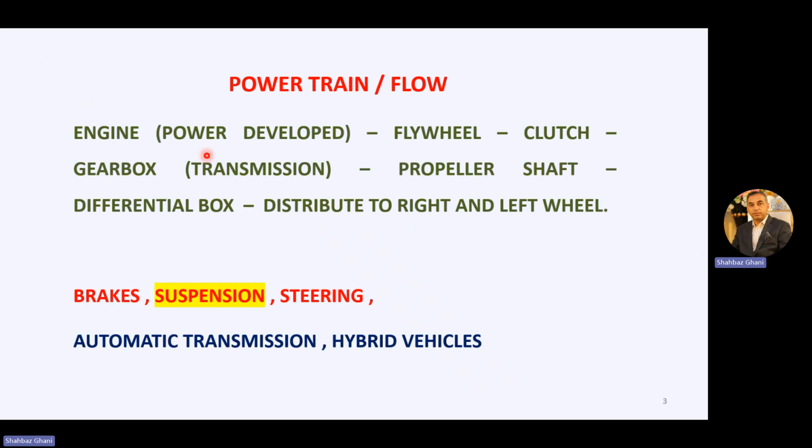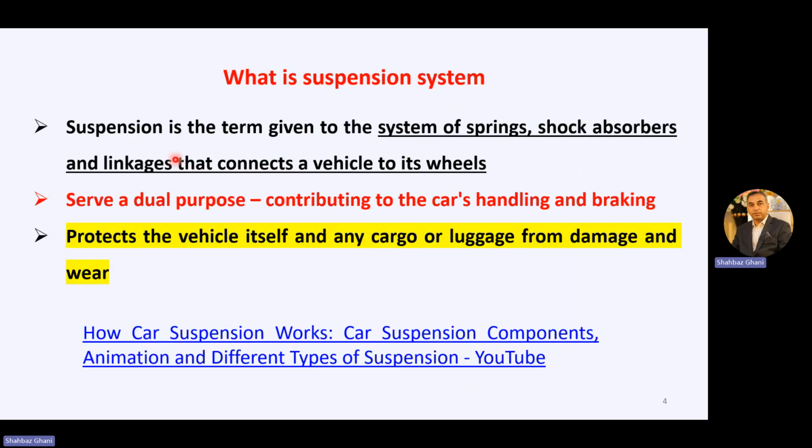We are through with the engine power developed up till the wheels. We have covered the brakes, and now we are talking about the suspension system. So what is the suspension system? With a quick recap, suspension is the term given to the system of springs, shock absorbers, and linkages that connects a vehicle to its wheels. So it protects the vehicle itself and any cargo or luggage from damage and wear.